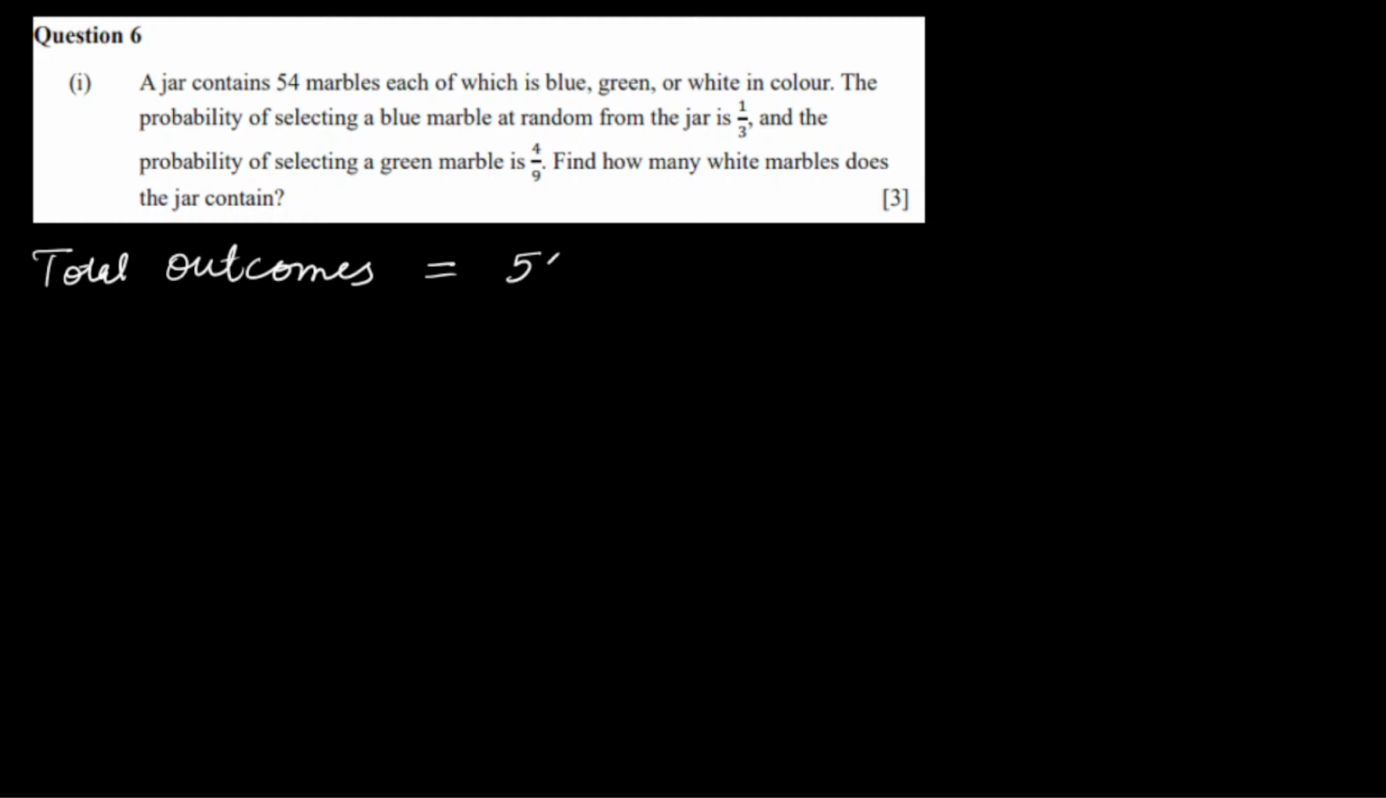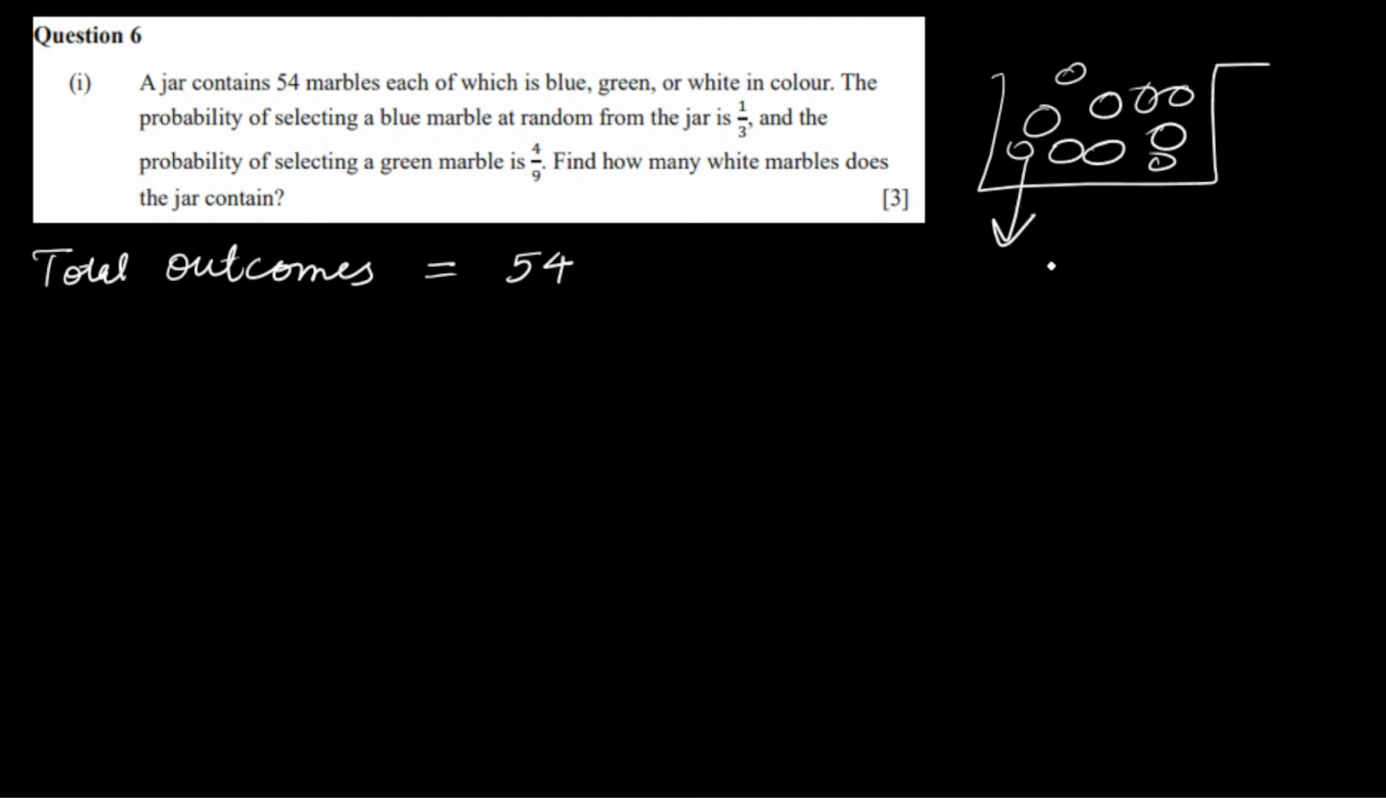Total outcomes is 54, and they have given us the probability. See, there is one jar. In that jar we have 54 balls. If you see, out of these balls, some are blue, green, and white. So three different colors are there. Because total balls are 54, total outcomes is 54.